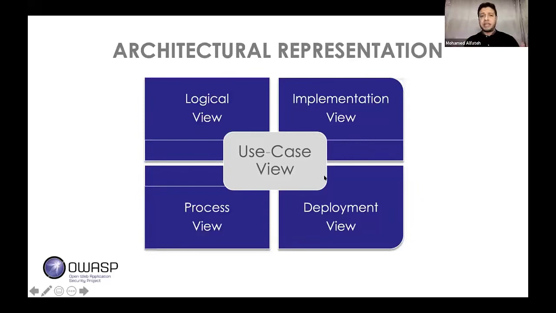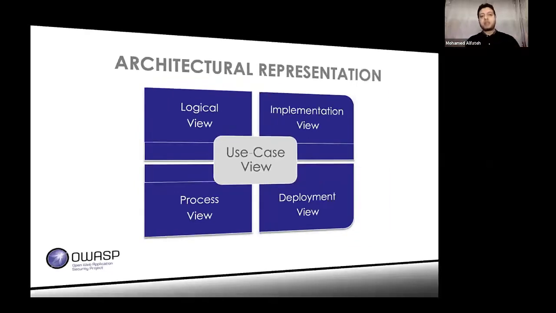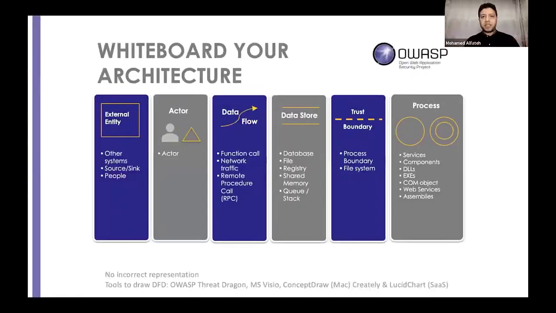You need to understand exactly how the application is running: the implementation view, the deployment view, and some information about the use cases, the functionality in your application, in order to identify the threats. So if that information is not ready, there is no clear documentation for it, and you are not able to get that information, then you need to whiteboard your architecture.